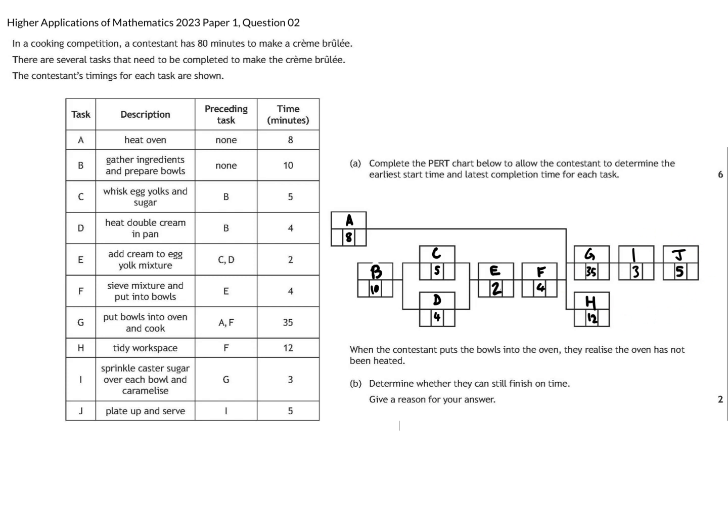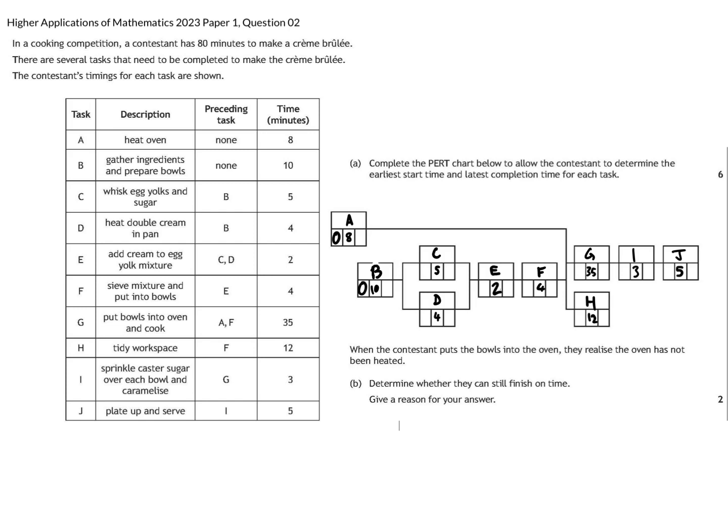We now need to make our forward pass to get our earliest start times. So tasks A and B are our starting tasks. So I'm going to put a time of 0 there. A is leading into this task G and H here. So I'm going to leave the A for just now and concentrate on this pathway here. So B has a starting time of 0.